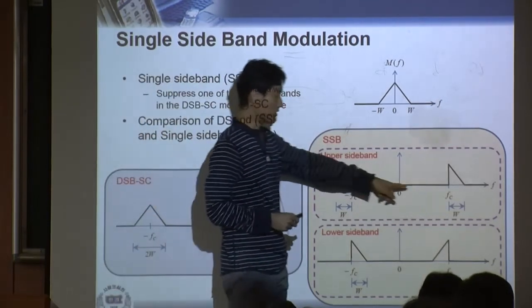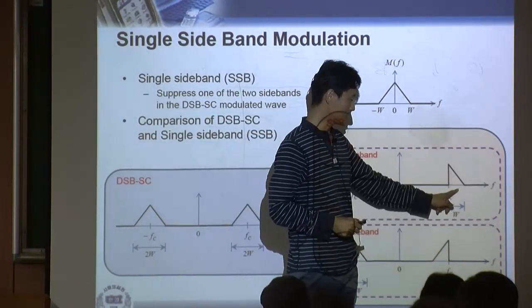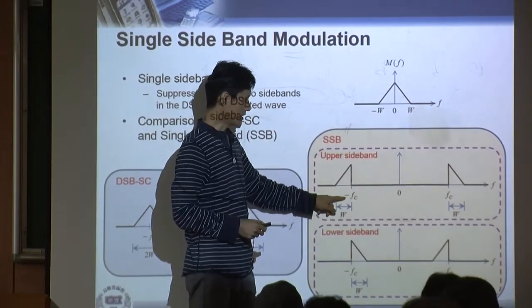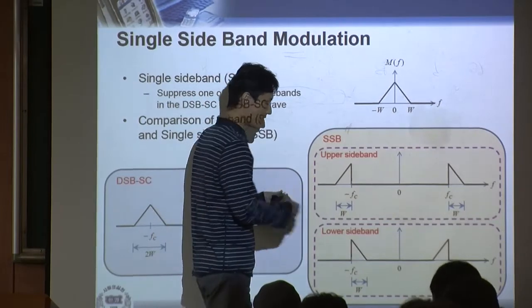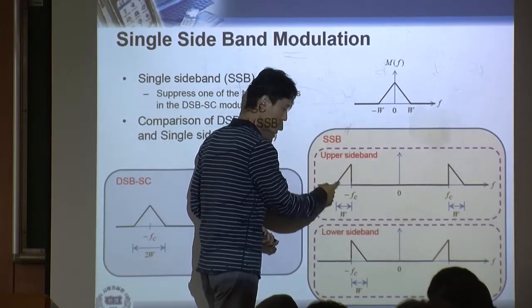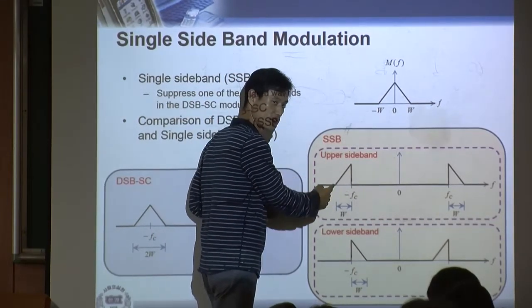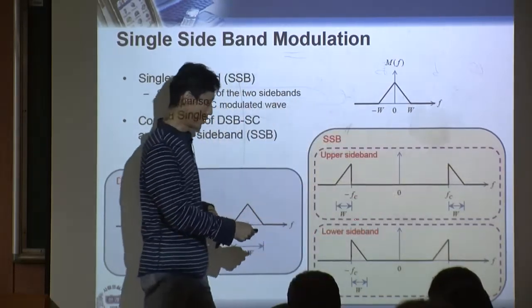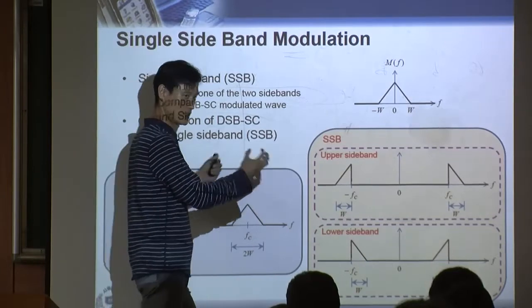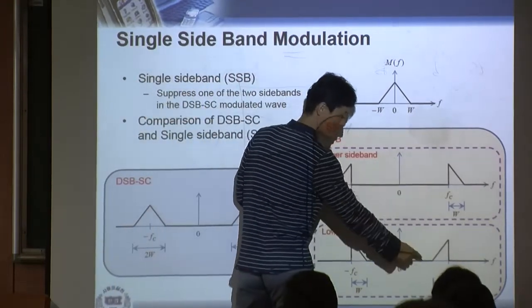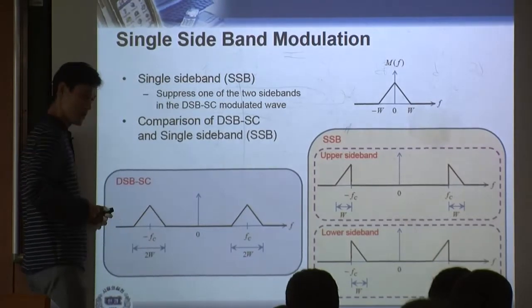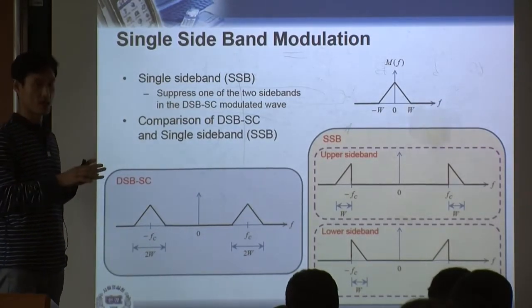Why is it upper? Because looking here, this side is higher frequency than this. And if you think about absolute value, this is higher than this, right? Absolute value is higher. So upper means the outer one. And the lower sideband is the inner one, okay, inner. Here's inner, this one and this one. That's the lower sideband.